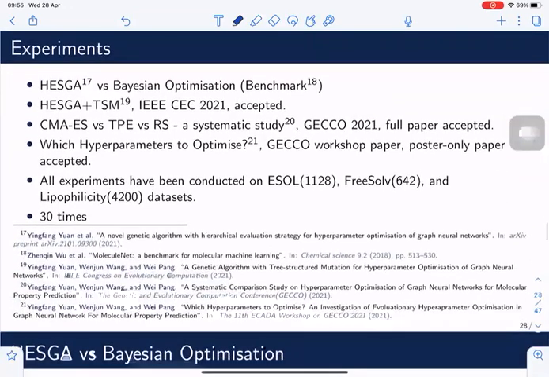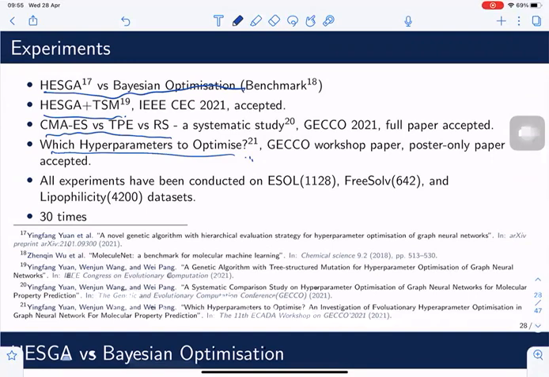Okay, and the final part is the experiments we've done in our papers. There are 4 groups of experiments: HISCA versus Bayesian optimization, HISCA loaded with TSM, and a comparison study for CMA-ES, TPE, and our root mean square errors, and also which hyperparameters to optimize. And all our experiments have been conducted on 3 datasets: ESOL, FreeSolv, and lipophilicity.